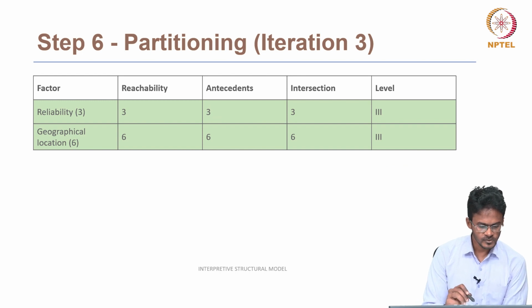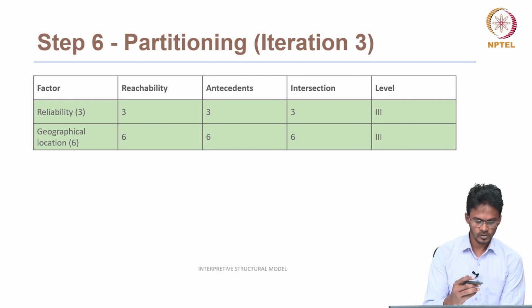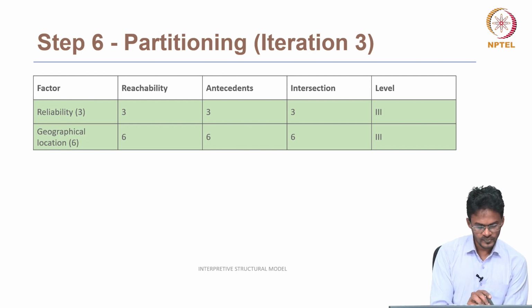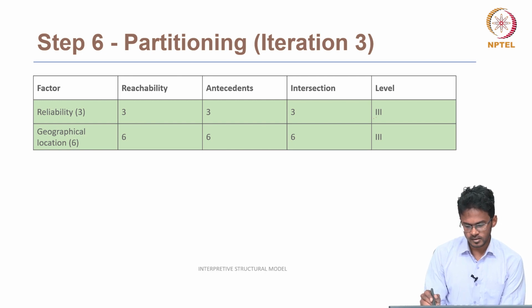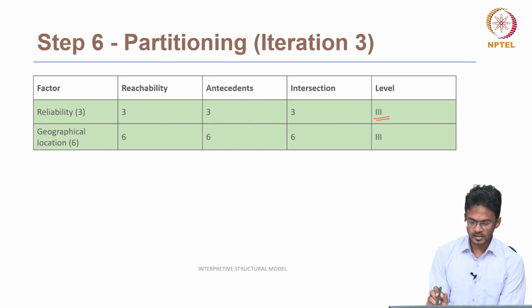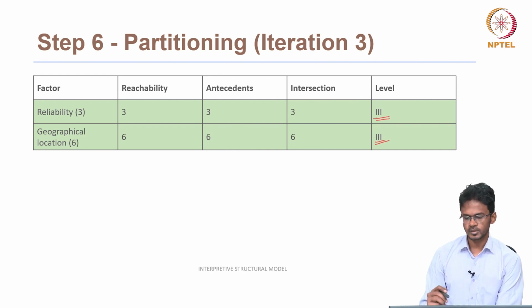In the next iteration we will remove the cost of product because it already got a level, and we will also remove 2, 4 and 5 because they also got a level at first iteration. So the remaining is only 3 and 6. We will check for reliability, that is the third factor. The reachability is 3, intersection is 3, hence there will be a level because both are same, and at the third iteration we are giving level 3. Geographical location also gets a level in the third iteration because both reachability and intersection are same, and so it is in level 3.